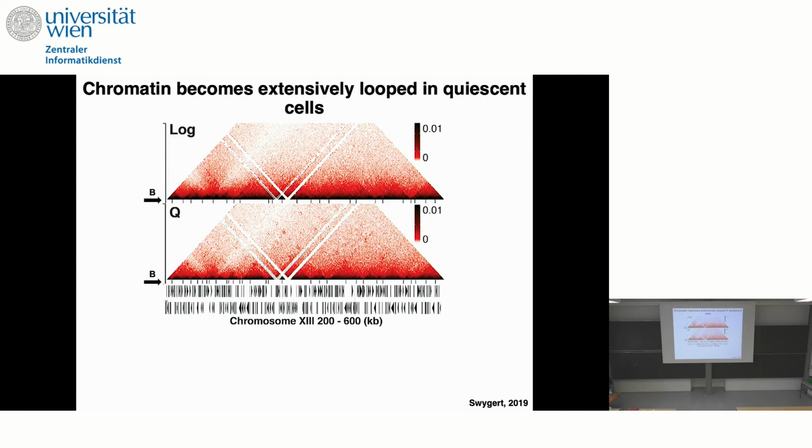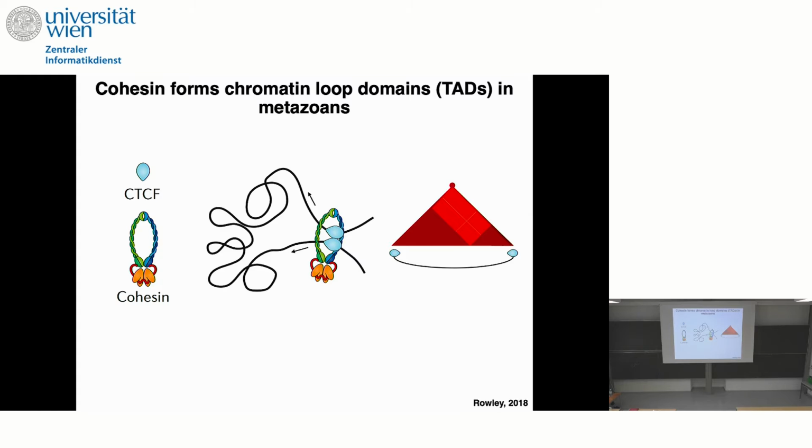All right, so when I did Micro-C initially in log and quiescent cells, one of the most obvious things that came out is the presence of these dots in the quiescent cell data located pretty far from our local diagonal interactions. As everyone here probably knows, these kinds of dots tend to indicate the presence of long-range chromatin loops, typically stabilized by some kind of chromatin structure or protein. And these loops look suspiciously like TADs, which have been well characterized in metazoans.